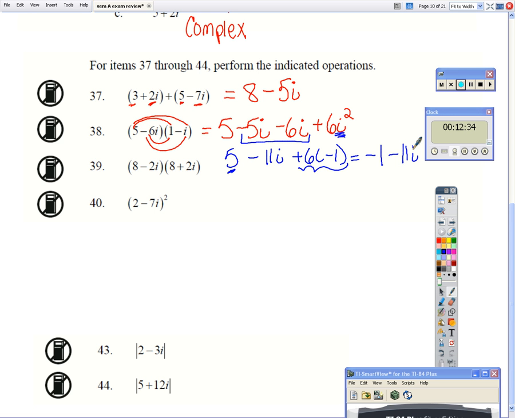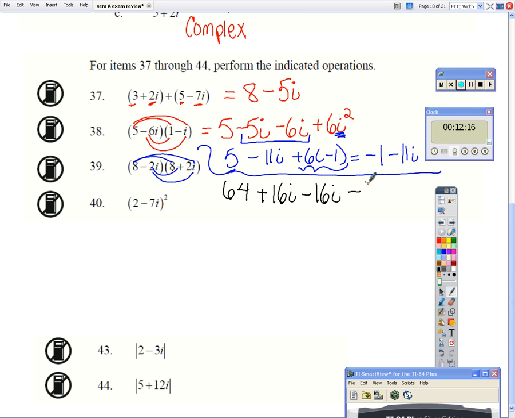So we're going to do the same thing for 39. 8 to both of those, -2i to both of those. So 8 times 8 and 8 times 2i. Then -2i times 8 and -2i times +2i. These cancel each other out, they're opposites. i squared is -1, so this is really +4. And 68 is our answer to number 39.